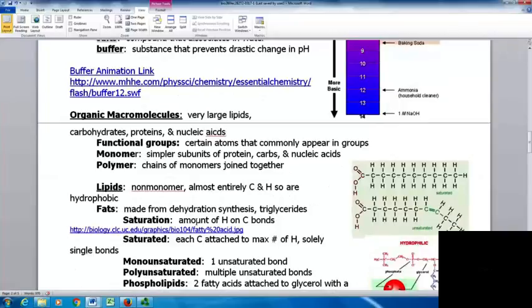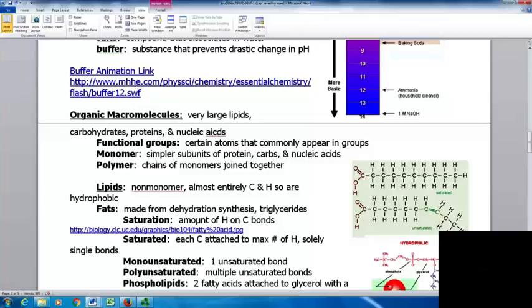The organic macromolecules, these are very large. They're going to include lipids, carbohydrates, proteins, and your nucleic acids. The functional groups are going to be certain atoms that appear commonly in groups. There are several of them in chemistry. We really only look at a few in biology.